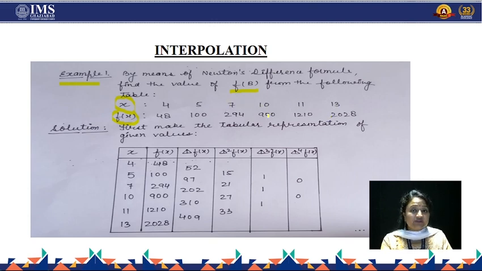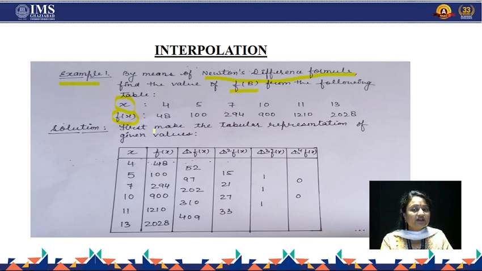If you observe, the values are dissimilar. Dissimilar means there is no constant difference between two successive values. If we find the difference 5 minus 4, we will get 1 definitely. But if we find the difference 7 minus 5, we will not get 1. In this case, where we don't have the same difference between the values of x, we are going to use Newton's divided difference formula. It's a very important formula. Now let's go further into its solution part.